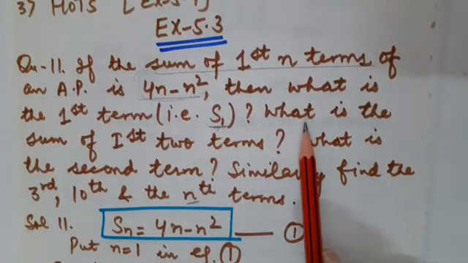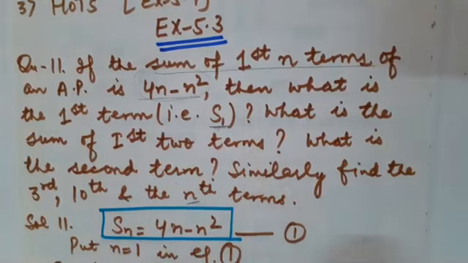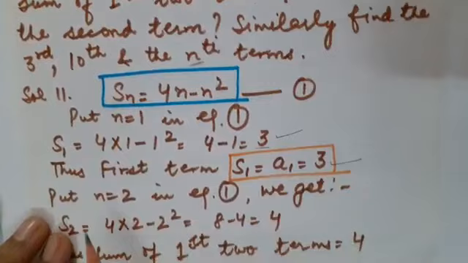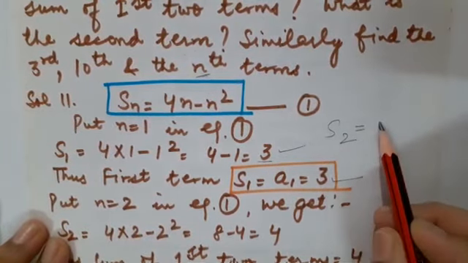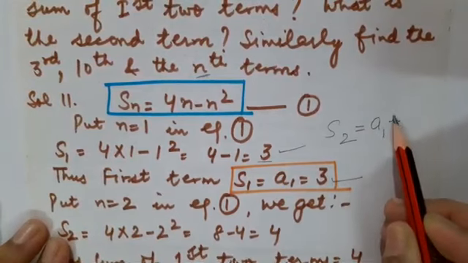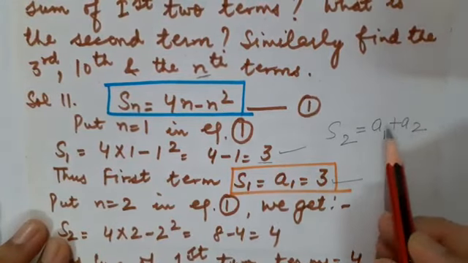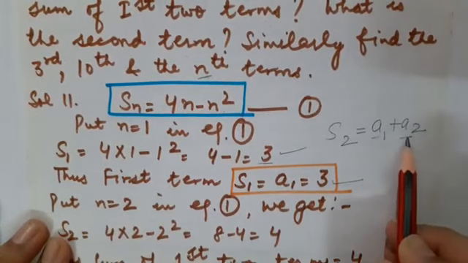What else is asked in the question? What is the sum of first two terms? First two terms means S2. So what am I going to do? S2 means you are going to find the first term and then the second term and add them. This is term 1, term 2. Then and only then can you calculate the sum of the first two terms, no?